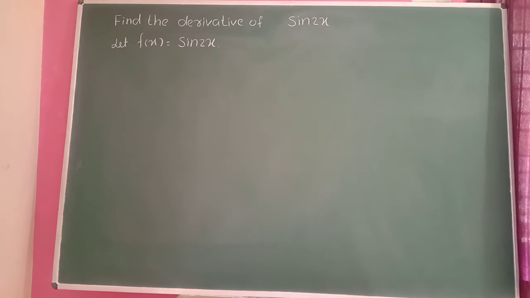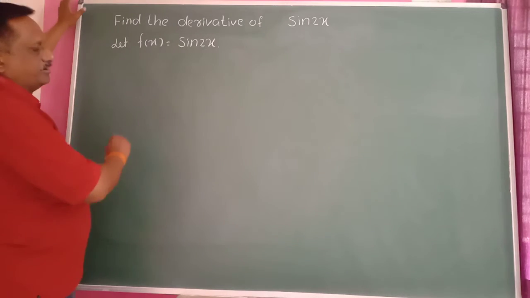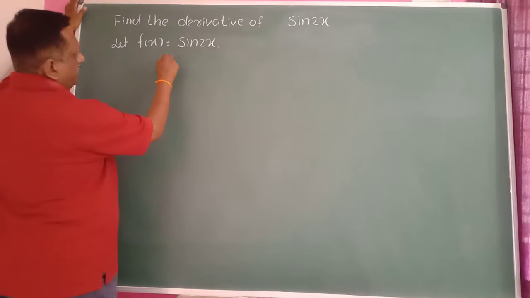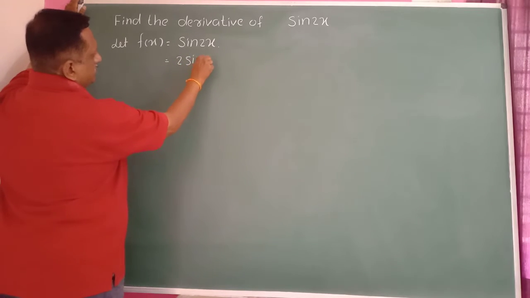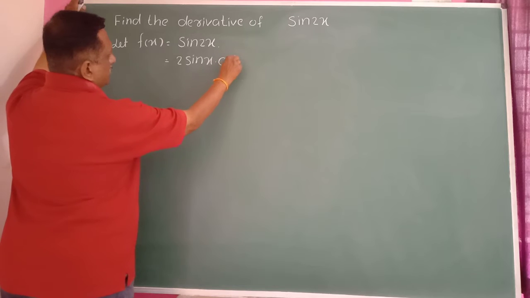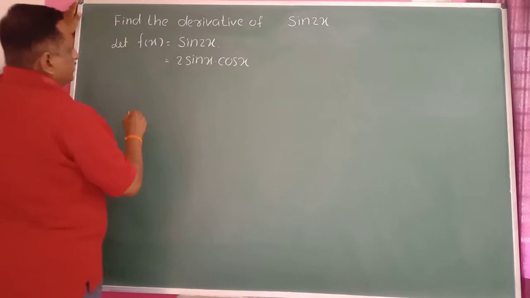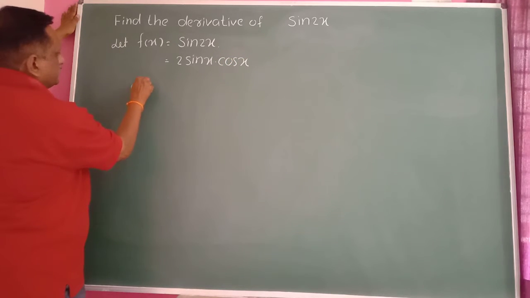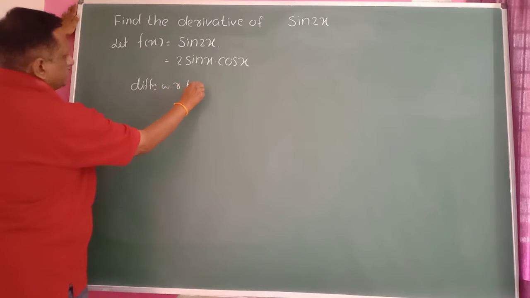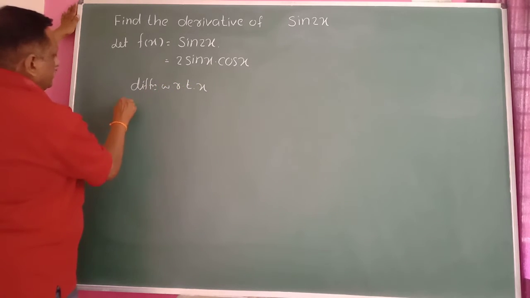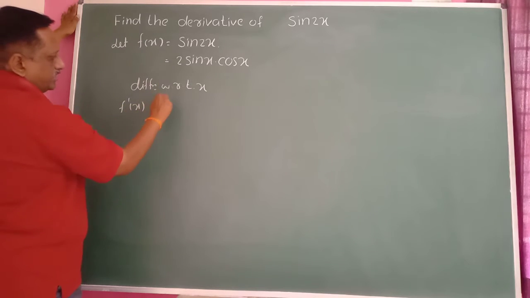So find the derivative of sin 2x here. Let f of x equal sin 2x. And you know the trigonometry formula: sin 2x is 2 sin x cos x. Now you differentiate with respect to x. Hence f dash of x is equal to 2, as 2 is a constant here.